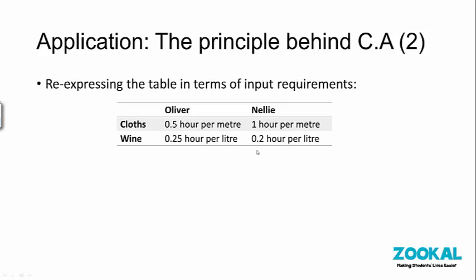Now, Oliver's opportunity cost of producing wine is 0.5 meters of cloth, while Nellie's opportunity cost of producing wine is 0.2 meters of cloth. We can see that because we just divide the opposite way. So it'd be 0.25 over 0.5 and 0.2 over 0.1. So from the comparison of the data, it can be seen that Nellie has a lower opportunity cost of producing wine, which is 0.2, right, compared to 0.5. So she definitely has a comparative advantage in producing wine. So we can conclude that Nellie should produce wine in order to gain the benefits from specialization.